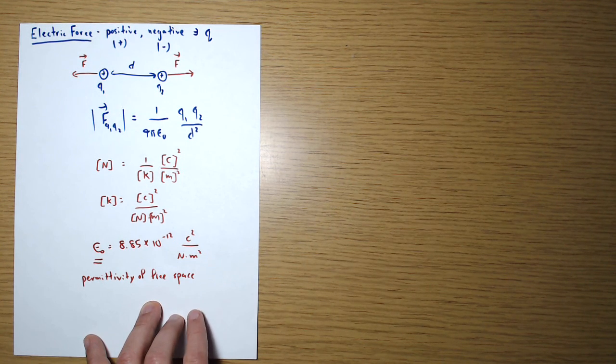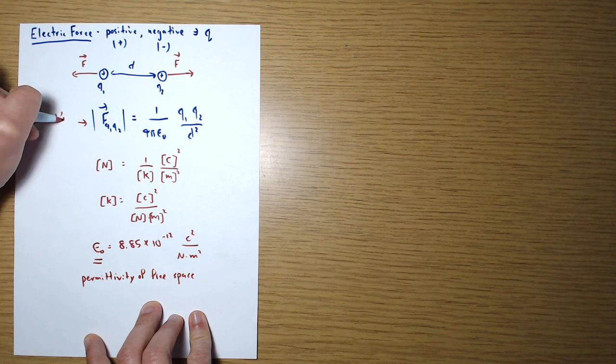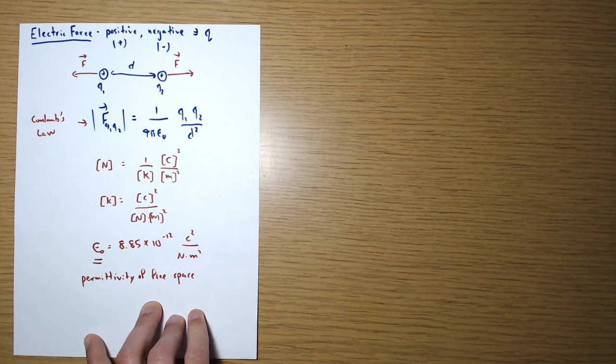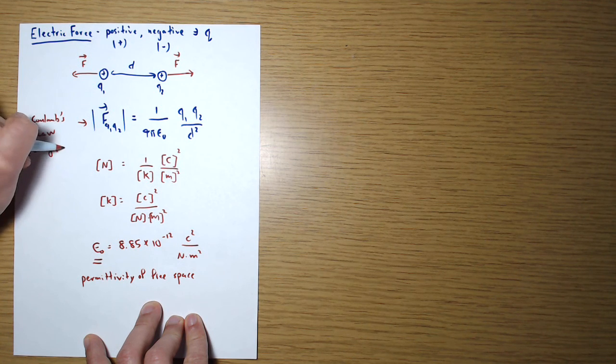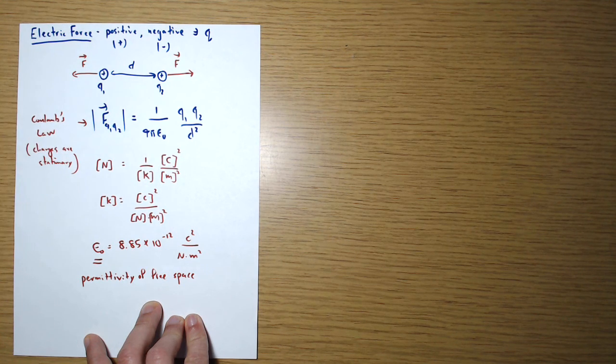All right, now this law up here is called Coulomb's law. And Coulomb's law is only valid when charges are stationary. It turns out that Coulomb's law is not entirely correct when charges are in motion with either a non-zero velocity relative to each other or a non-zero acceleration.